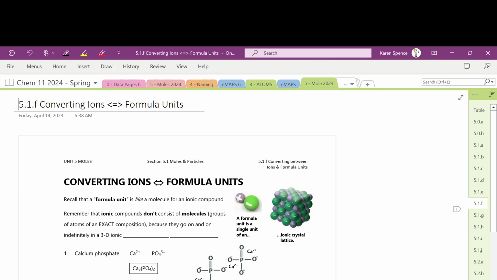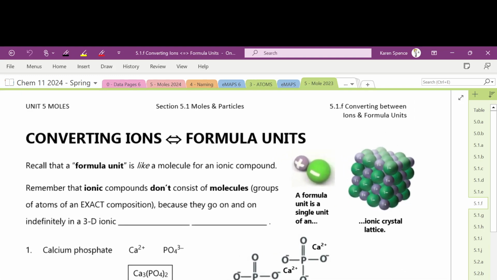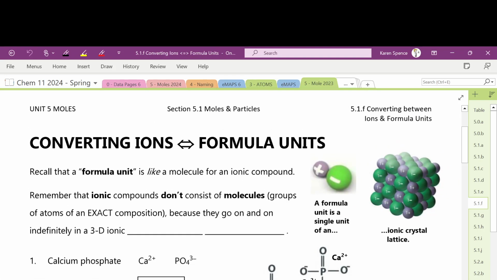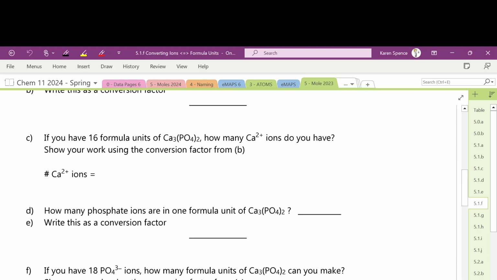We're going to move on to formula units and ions. There's not much difference here. It's the same math. It's just that we have to write charges on our ions, and polyatomic ions we keep together as a little group. Okay? So this is on page 16.